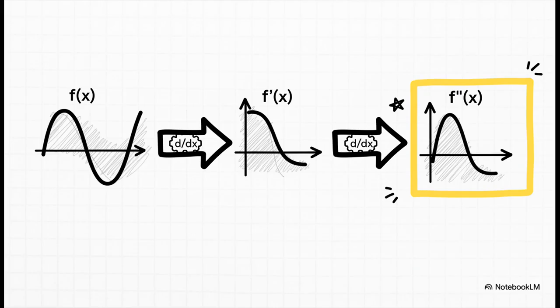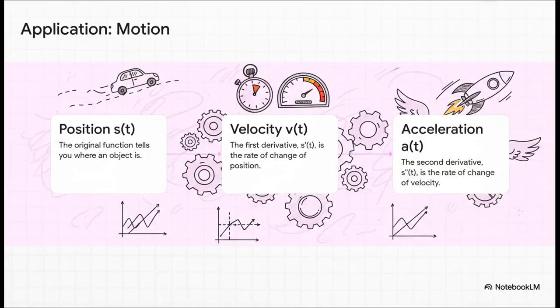The next one in line is, you guessed it, the second derivative, and we write it as f double prime of x. All it is really is a function that tells us the rate of change of the first derivative. It's the slope of the slope function. Now, the best way, the most intuitive way to wrap your head around this is with a real-world example from physics, motion. Imagine you have a function, let's call it s of t, that tells you an object's position at any time t. If you take its first derivative, you get its velocity.